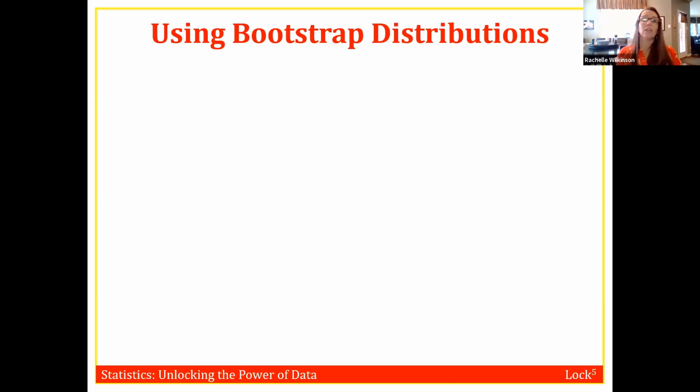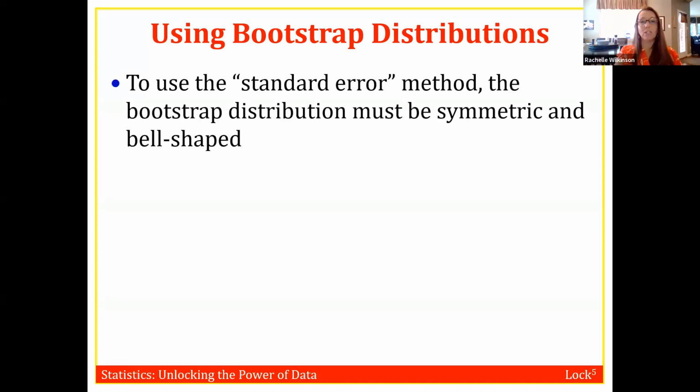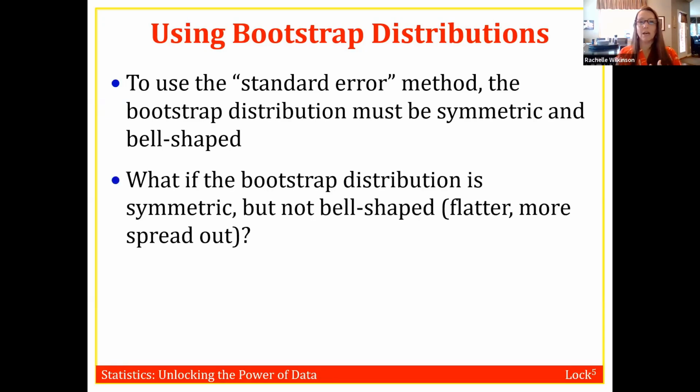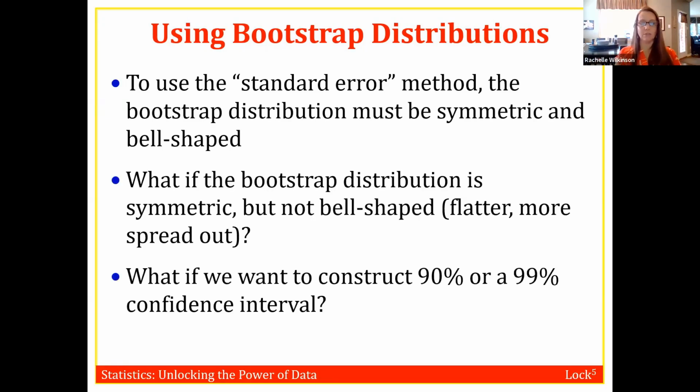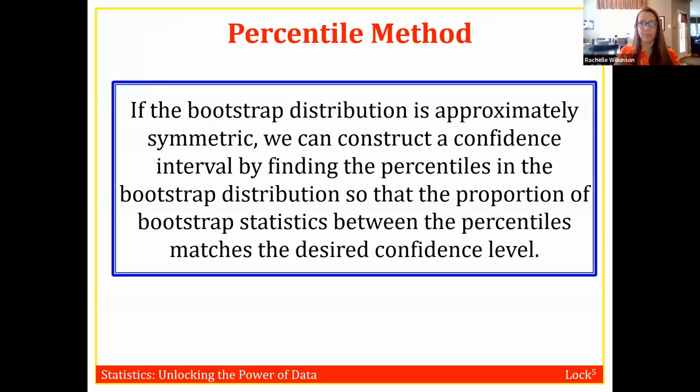But what if your bootstrap distribution is symmetric, but it's not bell-shaped? Or what if you want to use a level of confidence that's not 95%? Maybe you want a 90% confidence interval, or a 99% confidence interval, or any other level of confidence besides 95%. Well, we have another method that we can use based on bootstrap distributions that can be used in any of these scenarios. So when we have not a bell-shaped distribution, or if we want to construct a confidence interval with a confidence level that is different from 95%.